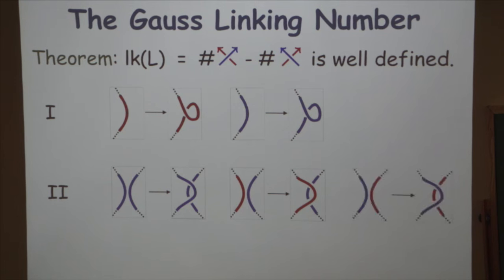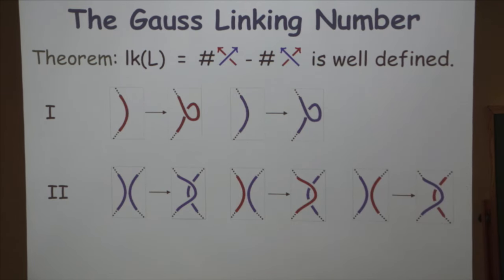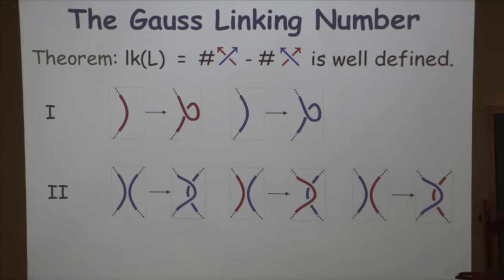And finally, if we put the blue one above the red one this way, with this sort of Reidemeister move, then we have two new crossings of the sort that we count. But the thing is that they always come with different signs. So I didn't mark the orientation here, but pick any orientation for these two strands, and you can see that the signs are always opposite. So again, the linking number is preserved by these moves.